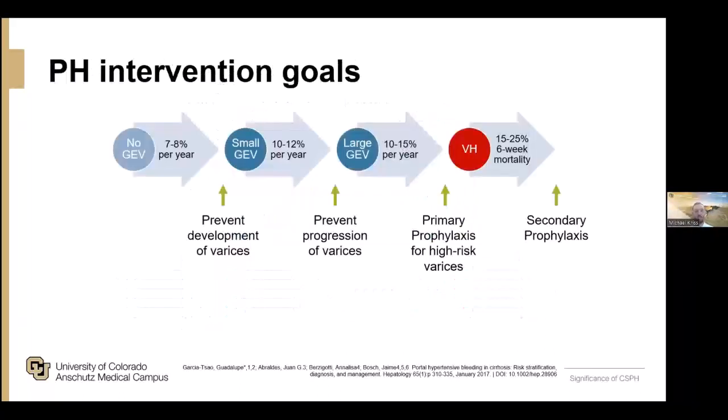So using this progression paradigm, we can identify then clinical goals for intervention of portal hypertension. So we can talk about preventing the development of varices, or so-called pre-primary prophylaxis. We can talk about preventing progression of varices. Once those patients have high-risk varices, we can talk about reducing portal pressure to reduce their risk of first bleeding event. And once they've bled, we can try to do things to reduce their risk of rebleeding.